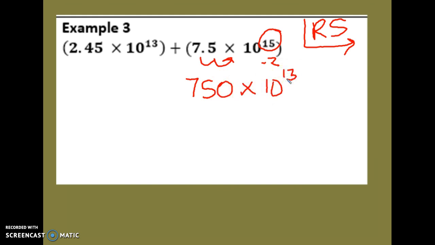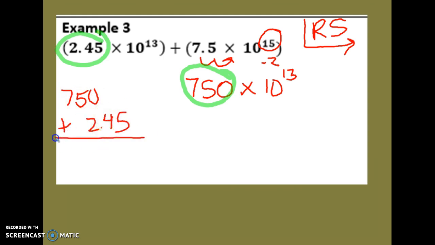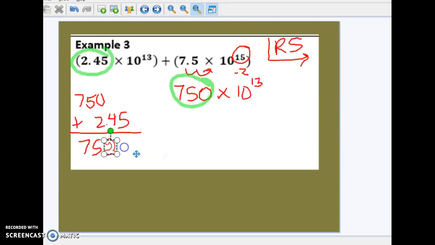So I then go ahead and add my two first products together. So I have 750 plus 2 and 45 hundredths. When I add those two together, I get 752 and 45 hundredths. So then my final answer would be 752.45 times 10 to the 13th power.